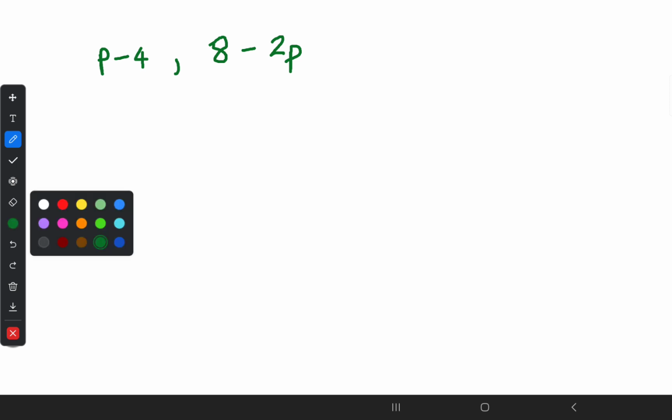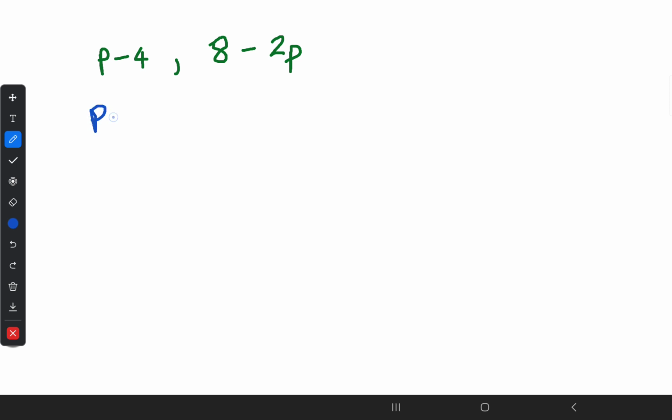In the first question, I'm having p minus 4, comma, 8 minus 2p. These are the values I have to find the LCM for. First of all, I will write the p minus 4 as it is. There is nothing else to factorize furthermore. But look at the second one, 8 minus 2p. Here I can select 2 as a common factor. After selecting 2, we will have 4 minus p.